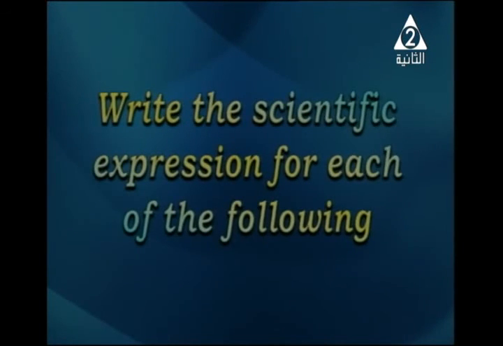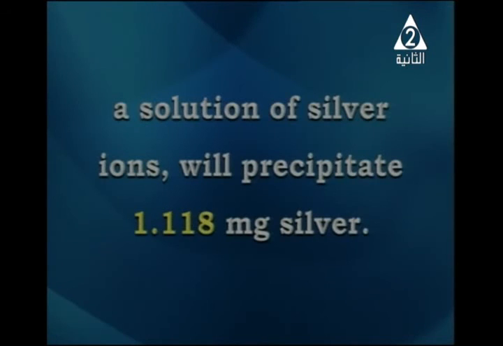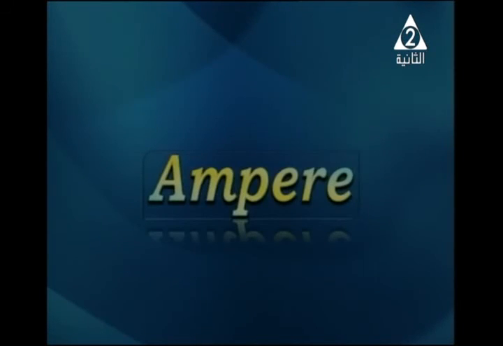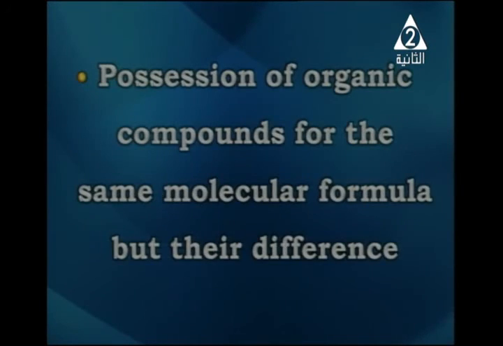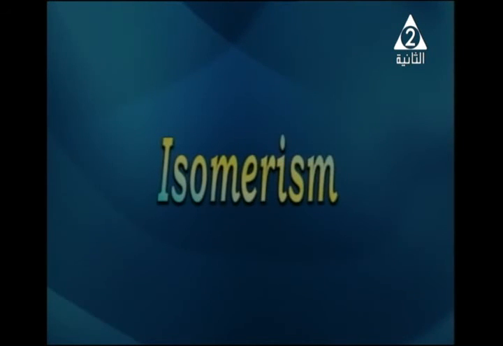Next type of questions. Write the scientific expression for each of the following. It is the quantity of electricity when it is passed for 1 second through a solution of silver ions will precipitate 1.118 milligram silver. Yes, if you think about it, my dear student, the answer will be ampere. Next point, possession of organic compounds of the same molecular formula but different physical and chemical properties due to their difference in structure formula. If you think about it, yes, it will be isomerism.